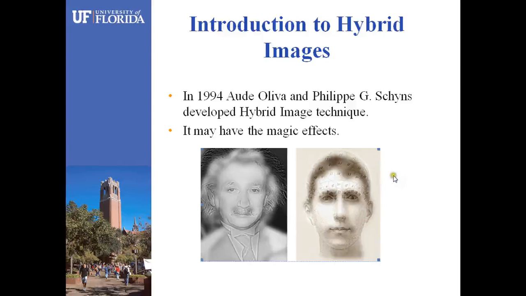Okay, let's talk about the first part, the introduction to hybrid images. In 1994, Oliva and Philippe developed the hybrid image techniques, and they may have some magic effects. I will use these two pictures to introduce this technology. The first picture is Albert Einstein and Marilyn Monroe's picture. When you are close to this picture, you can see Einstein's face. However, when you move far away from this picture, you can see Marilyn Monroe's face.